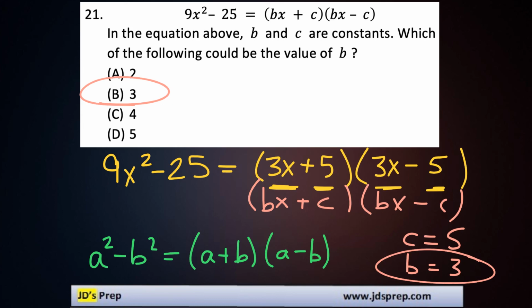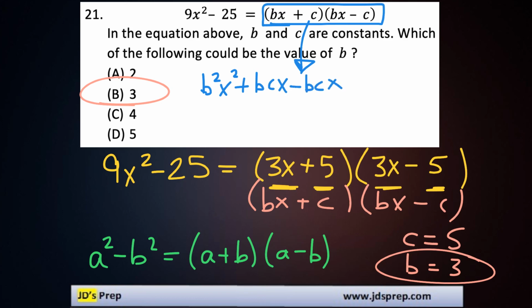Now, if you're curious and if you're not familiar with difference of squares, another way we could have gotten to the answer would be to actually work the other way around and expand these two binomials being multiplied together. If we were to do that, we would get b squared x squared as our first term. Then we would have plus bcx minus bcx minus c squared. So those middle terms would cancel out, and we'd have b squared x squared minus c squared.